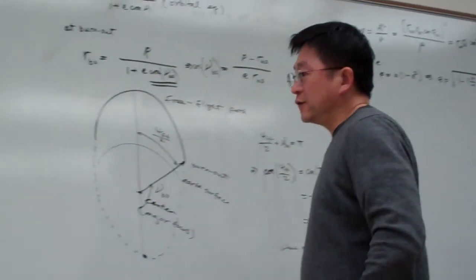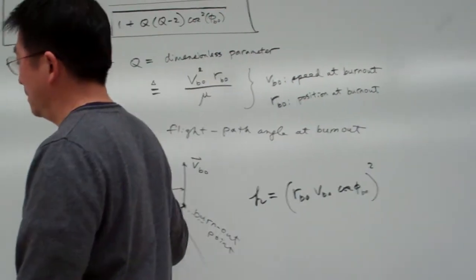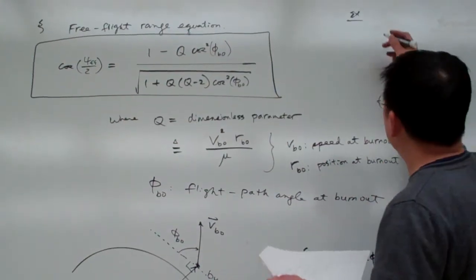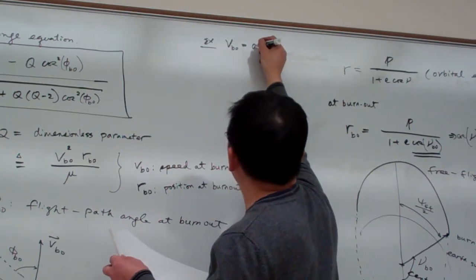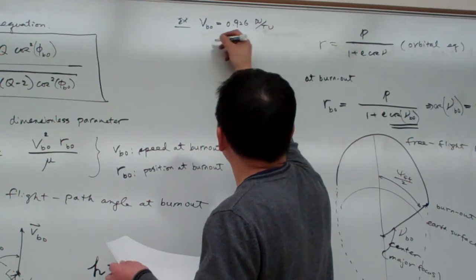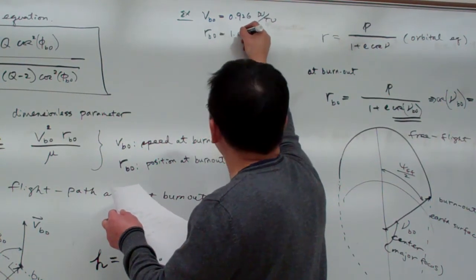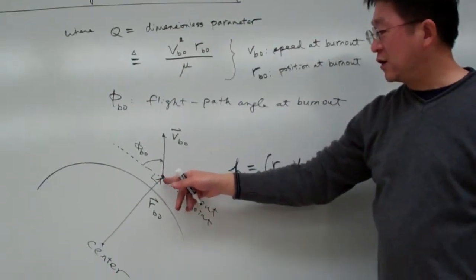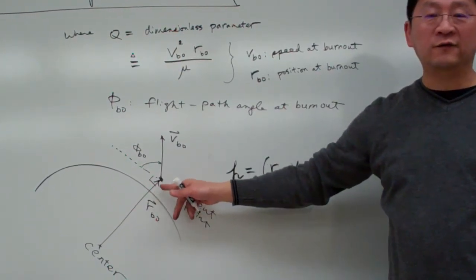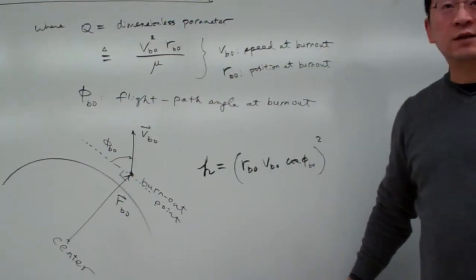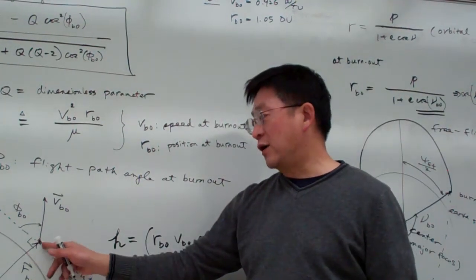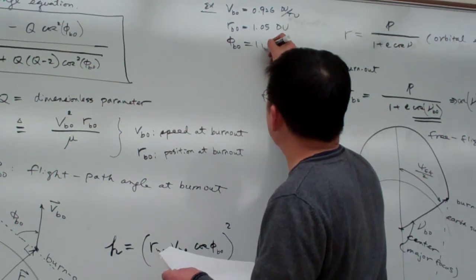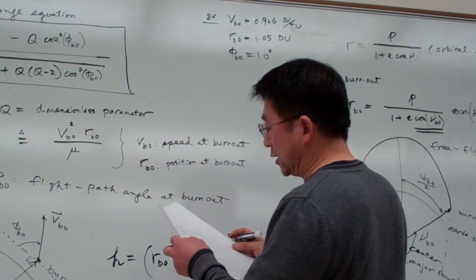So for example, here we can say we have the magnitude of the VBO, say 0.926 here, and RBO equal to 1.05 dU. And 1.05 dU means the altitude of the burnout from the Earth's surface is 0.05 dU. 0.05 dU is 1/20th, about 300 kilometers above the surface. Okay, the phi BO equal to 10 degrees, and then we can calculate.